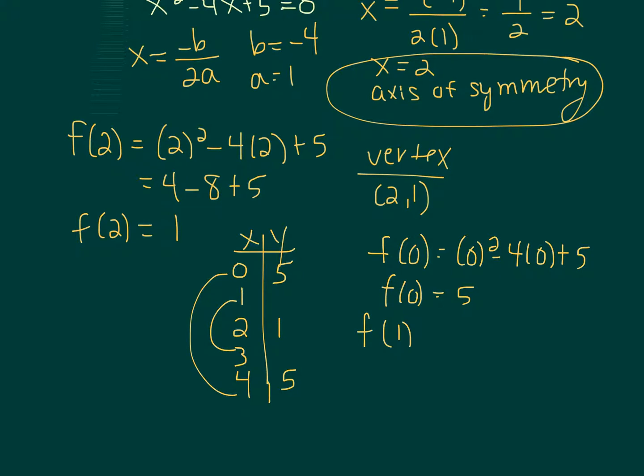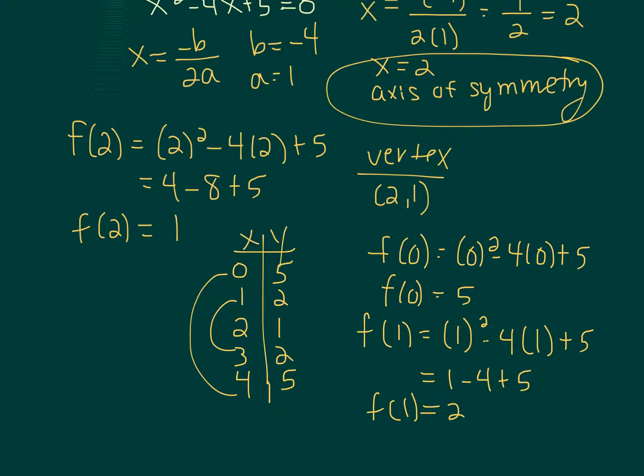And then f of 1: 1 squared minus 4 times 1 plus 5. 1 minus 4 plus 5. 1 minus 4 is negative 3, plus 5 is 2. So f of 1 equals 2, which also means f of 3 equals 2.